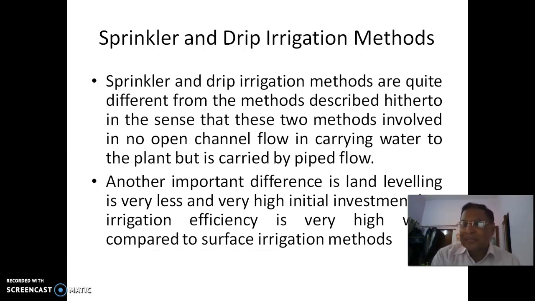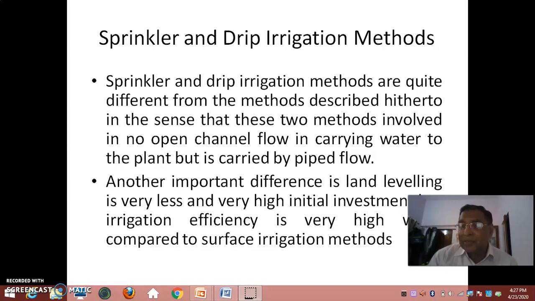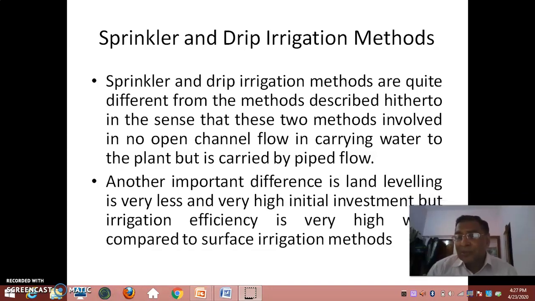Whereas in the case of sprinkler and drip irrigation methods, it is a piped flow. So that is necessarily under certain pressure. So definitely they require some energy for this. That is what we mean to say. So for that they are somewhat costlier. It's not under gravity flow. We have to lift the water from some source and then distribute under pressure. That is the thing in both the methods.